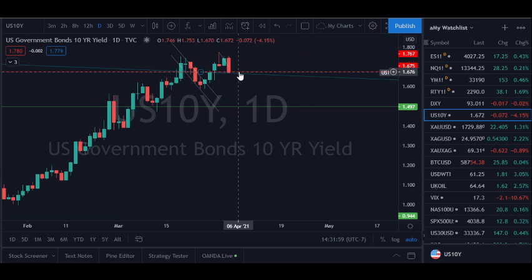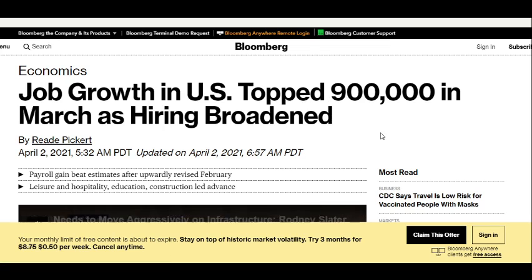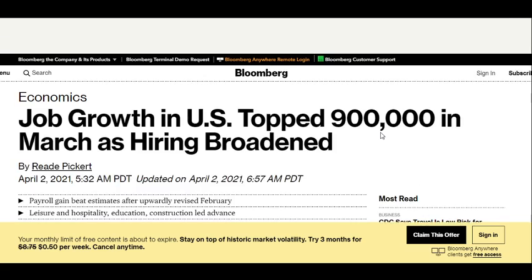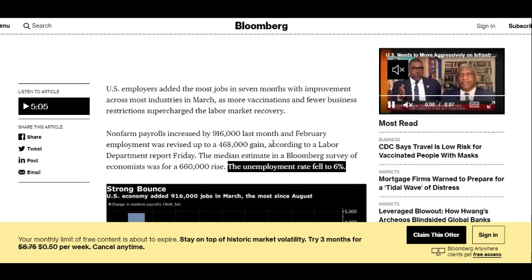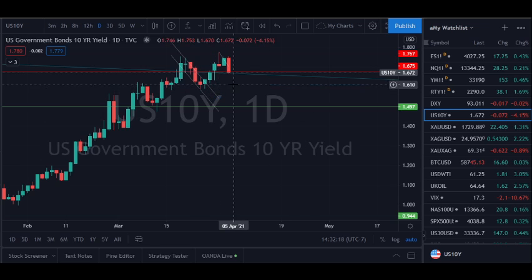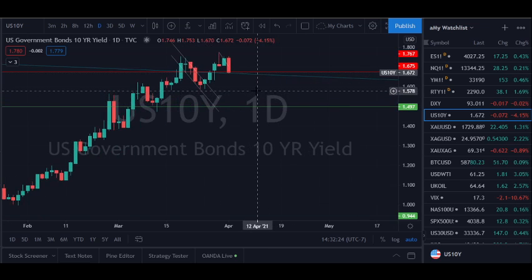So it's interesting to see what's going to happen to yields now after the favorable jobs report. We added, it looks like, non-farm payrolls were up by 916,000. So the unemployment rate is down to about 6%. It'll be interesting to see what bearing that has on yields over the next week or two. It could be nothing or it could be everything.